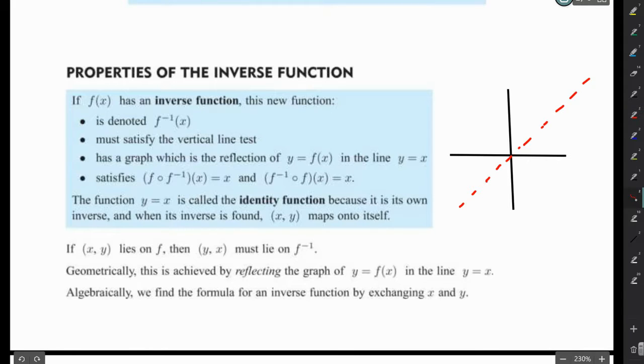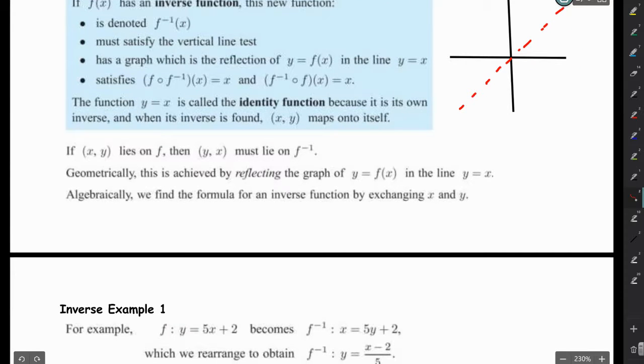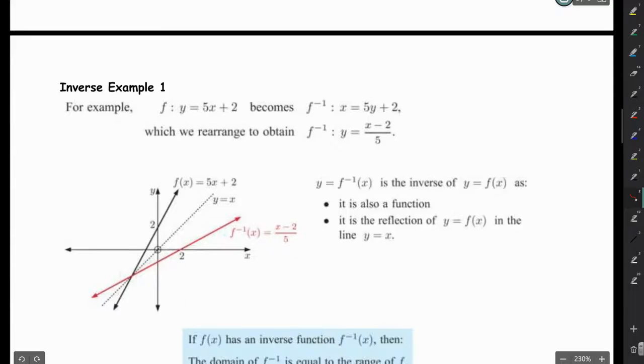Something else to notice, since the inverse undoes the function, if I were to take the inverse and input it into the original, I'm going to get x, assuming this function is in terms of x. And if I were to take the function and input that into the inverse, the same thing would happen. I would get x. The function y equals x is called the identity function because it is its own inverse, and when its inverse is found, it maps right onto itself. All right? So we're going to take a look at a lot of examples here. This is just really setting you up with understanding all the vocabulary.